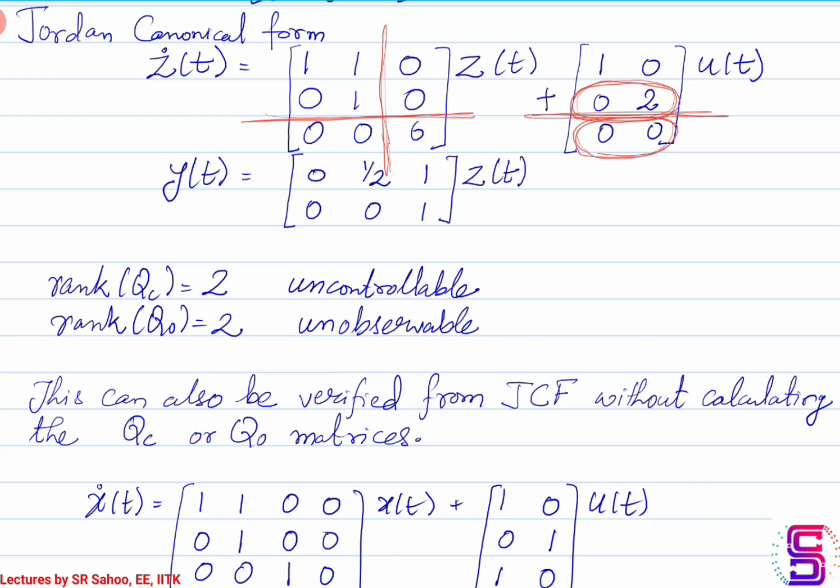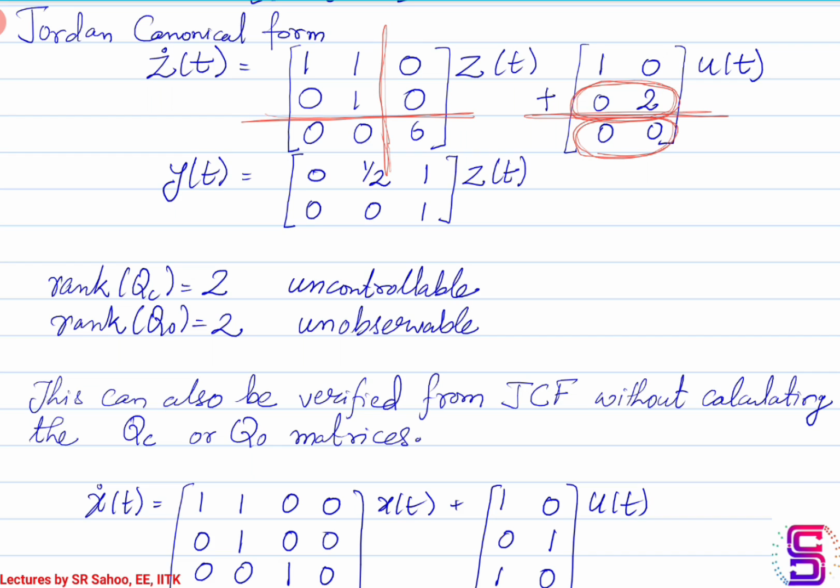So in this case, the Jordan block corresponding to eigenvalue 1 has this 2 cross 2 block of the B matrix, of which the last row is a non-zero vector. But when we observe the Jordan block for 6, the row corresponding to it is 0 0, which is a zero vector, so the system is uncontrollable.